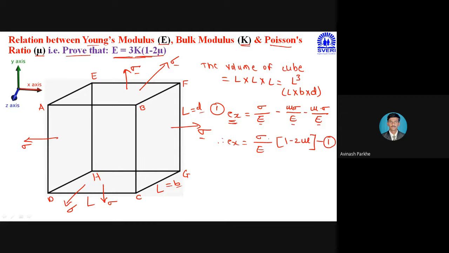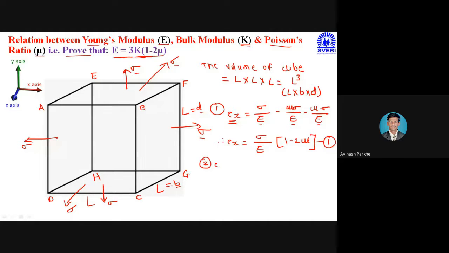What I have done is taken sigma upon E common. From the first term, after taking sigma upon E common, only 1 remains. From the second term, I have taken sigma upon E outside the bracket, and from the third term again sigma upon E outside the bracket. So here minus mu becomes minus 2 mu. So this is condition number 1, in which I have calculated epsilon x.